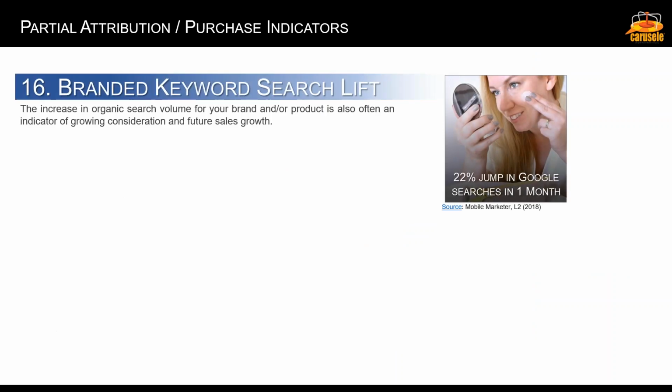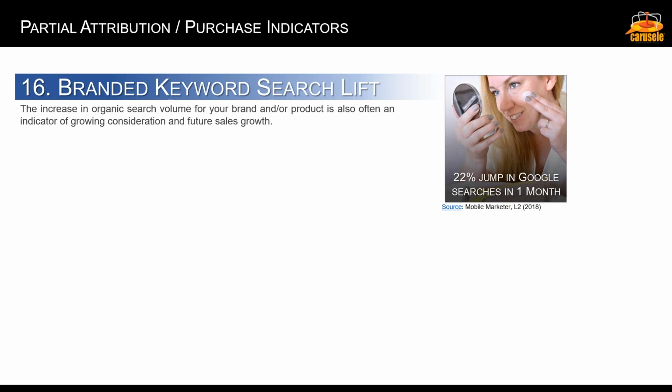Continuing in partial attribution, number 16, branded keyword search lift. Now, this is not a campaign we did. Most of these examples are from campaigns we did, but a really neat campaign that Olay did recently with some influencers, where they were able to measure a 22% jump in searches for their brand organically. That has a lot of value.